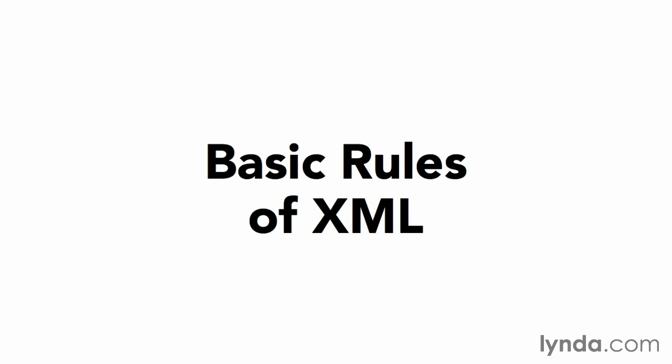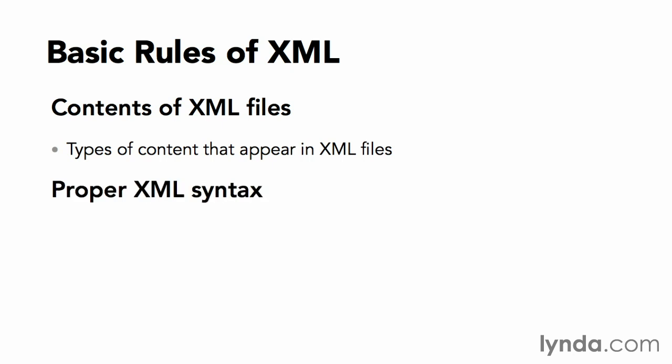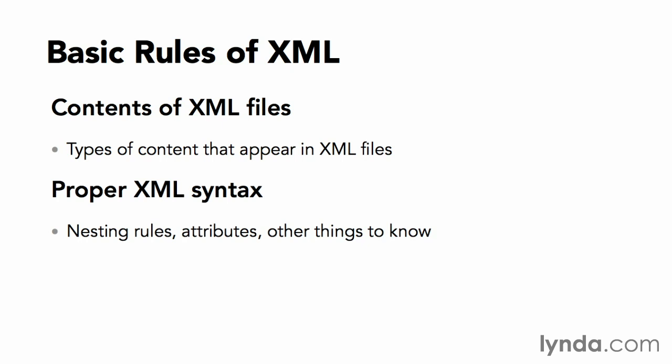In this chapter, we're going to be talking about the basic rules of XML. We'll start off by talking about the contents of XML files, where we'll discuss the types of content that you'll find in XML data. Then we'll talk about proper XML syntax, things like nesting rules, how attributes work, and other things you need to know to make sure that your XML files parse properly.